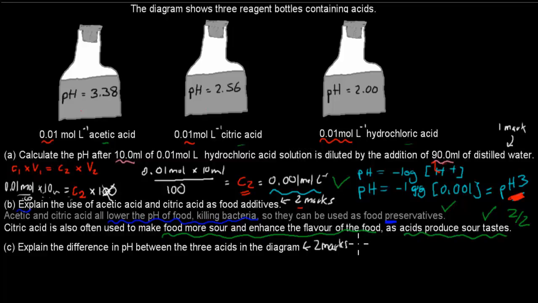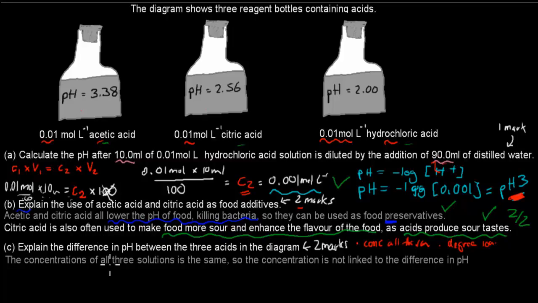So what you generally should know, doesn't have to be first, is to mention that the concentrations are all the same. So the change in concentration is not the reason why the pH is different. You should mention what the degree of ionization does, and that weak acids ionize less and strong acids ionize more, and thereby hydrochloric acid is the strongest acid, acetic acid is the weakest acid, and citric acid is in between the 2. That's what I wrote. So I wrote the concentrations of all 3 solutions is the same. So the concentration is not linked to difference in pH. So they're all of a different pH, but it's not due to concentration, because the concentration is always the same.